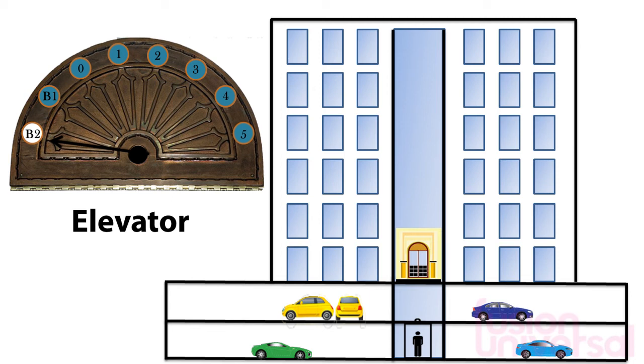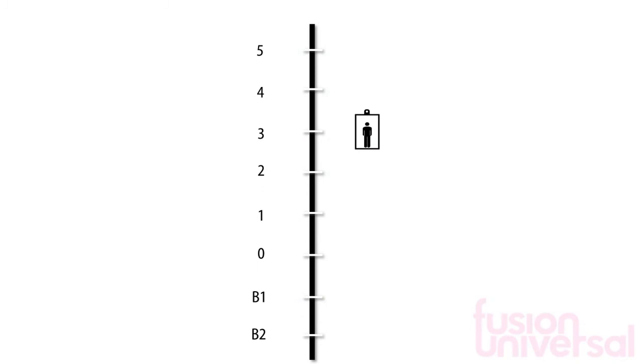Now let's look at this in a simpler way using a vertical number line. We start at the 3rd floor, which is 3 on the number line. Now let's move down to 0 on the number line. Move down again and we reach level B1, and then again to level B2.